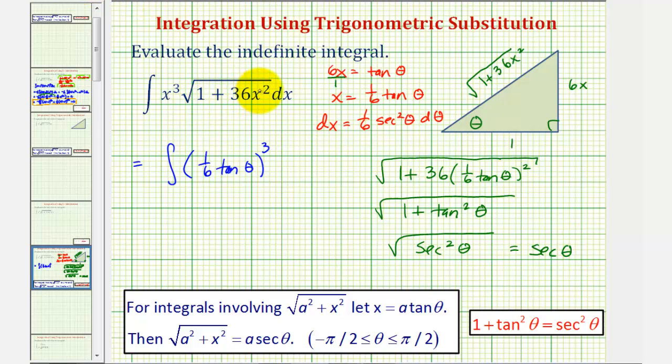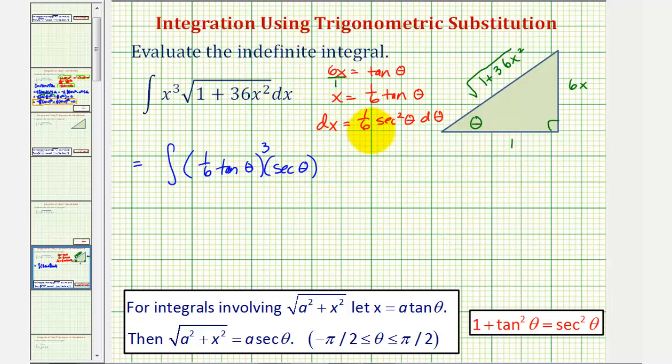So the square root simplifies to secant theta, and then dx is equal to 1/6 secant squared theta d theta. Let's go ahead and factor out the coefficient. Notice here we'd have 1/6 to the third, and then times 1/6. That would be 1 over 1,296. So we have 1 over 1,296 times the integral of tangent cubed theta and secant cubed theta.